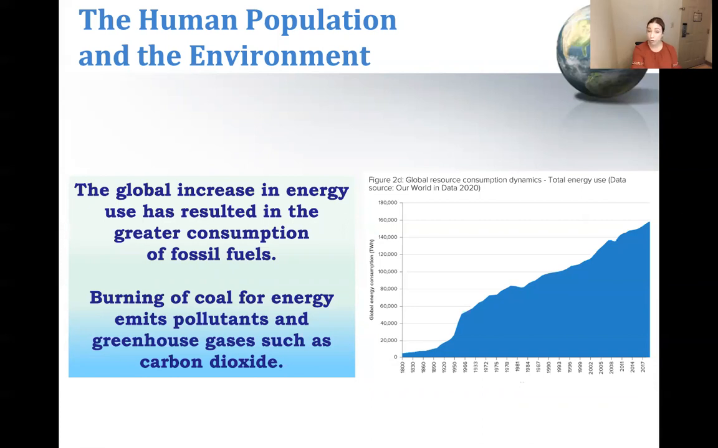So what is the issue with this? It is that we are depleting our non-renewable resources, right? Like coal. Also, coal is a very, very dirty way of generating energy. It emits air pollutants and greenhouse gases into our environment, which is contributing to global warming.